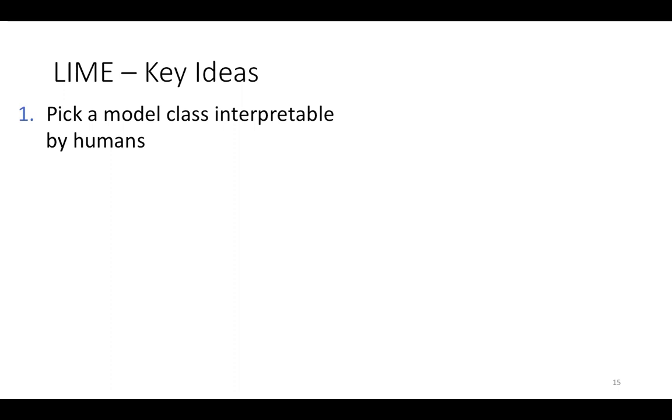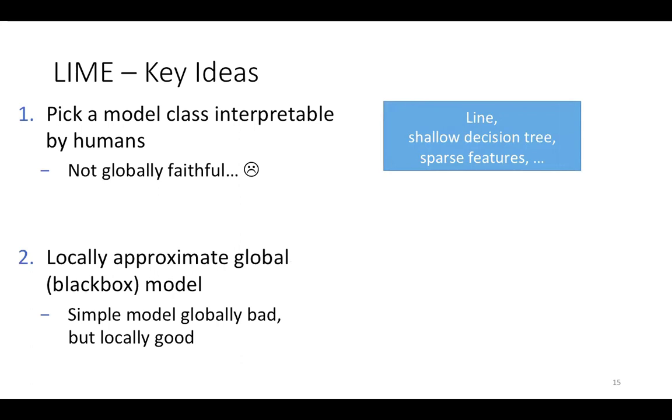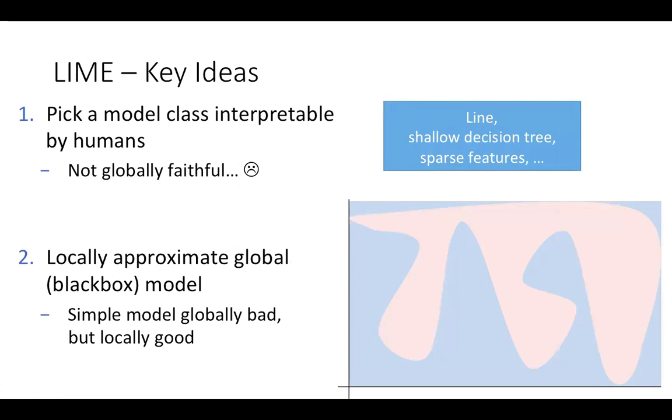So the key idea is that you pick a model class interpretable by humans, like for instance some shallow decision tree or some sparse features, but this is not globally faithful. Then they use some locally approximate global model, which is globally bad but locally good. So I remember Shritidha asked me to elaborate on this point more. So today we will see how this actually works, what is their exact idea and how it works.